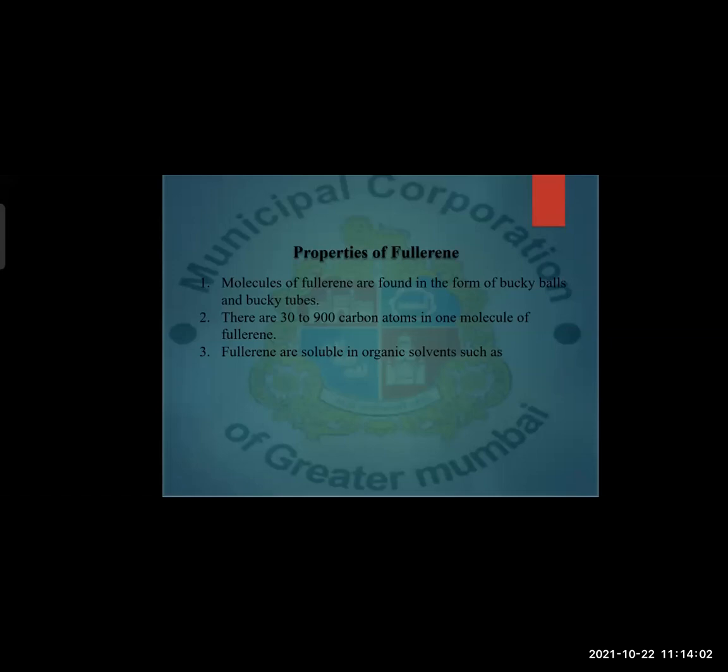Fullerenes are soluble in organic solvents such as carbon disulfide and chlorobenzene. This crystalline form of carbon, fullerene, the third one, is soluble, whereas graphite and diamond are not soluble in any solvent. So this is the distinct property of fullerene: though it is a crystalline form, it is still soluble in organic solvents such as carbon disulfide and chlorobenzene. Do remember this, please.